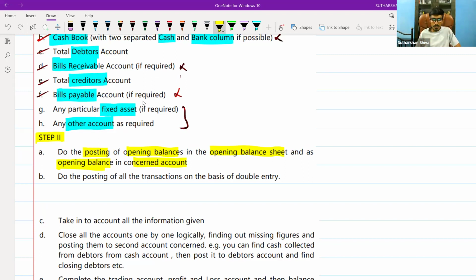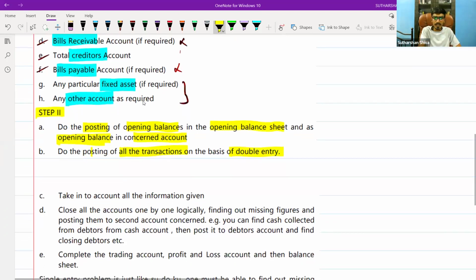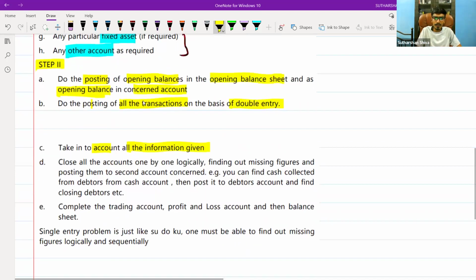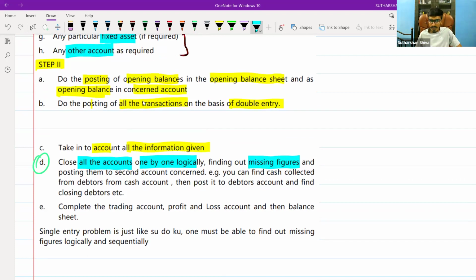This thing you need to do. Then do the posting of all transactions on the basis of double entry. One debit aspect should be there, one credit aspect should be there. It should get matched. Then take into account all the information given. What are the other information given in the question? You should take care. Then this next point is a crucial point: close all the accounts one by one logically to find out the missing figures, and post them and give them a second effect. Post them in the second concerned account.